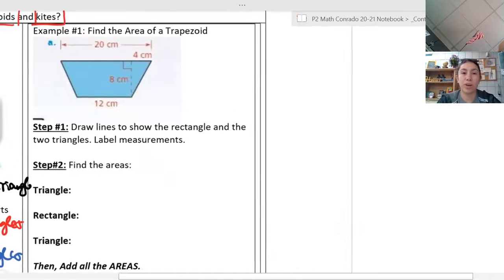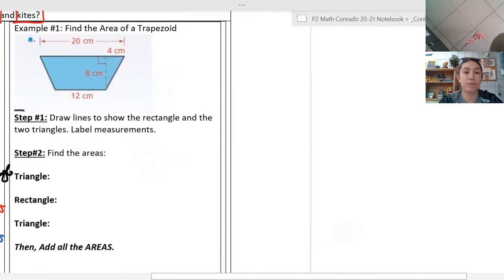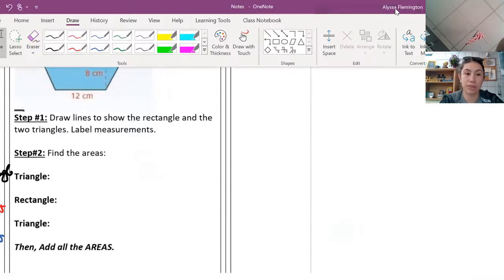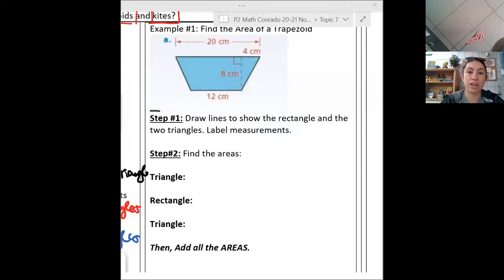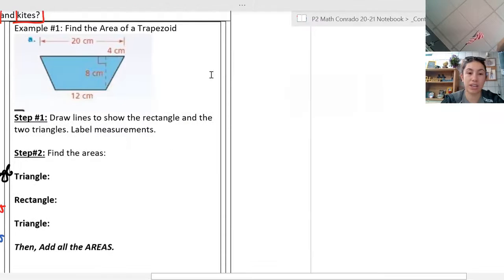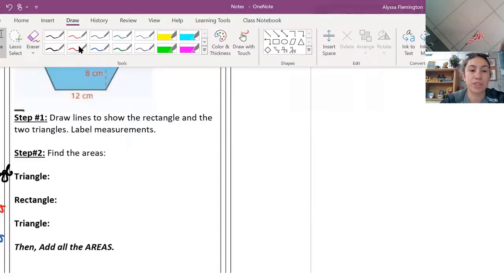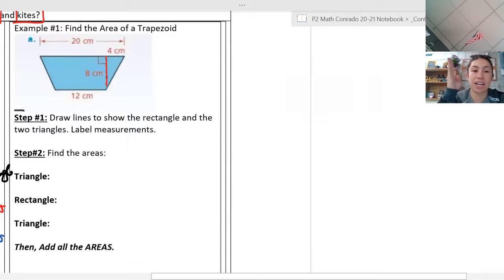Let's jump into example number 1. Let's do a couple of examples where we find the area of a trapezoid. So before we go on, let's decompose the other side of the trapezoid. We have the right side, it has dashed lines, and we have 1 triangle. Let's do the same thing to the other side. So we just did step 1. We drew lines to show the rectangle and the 2 triangles.